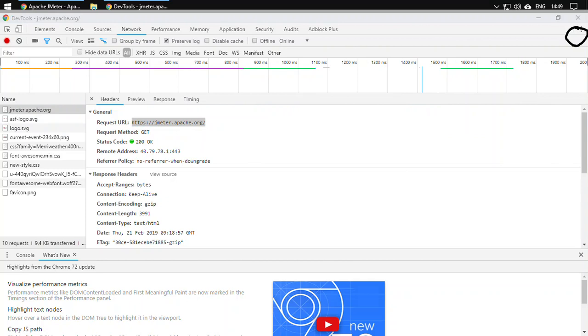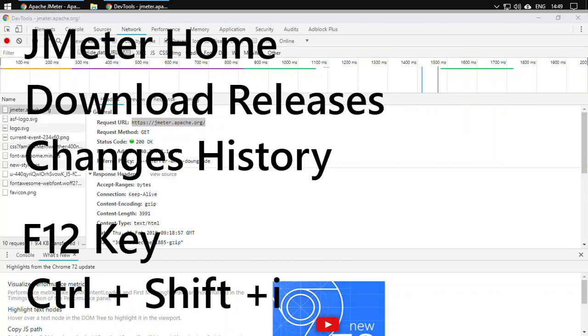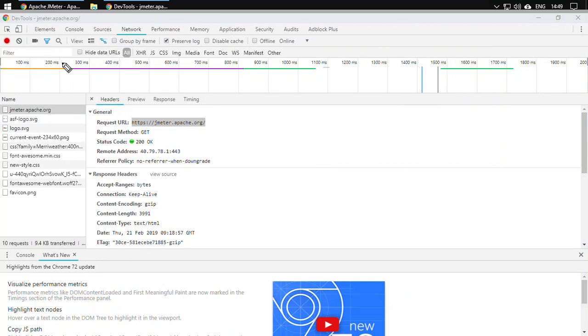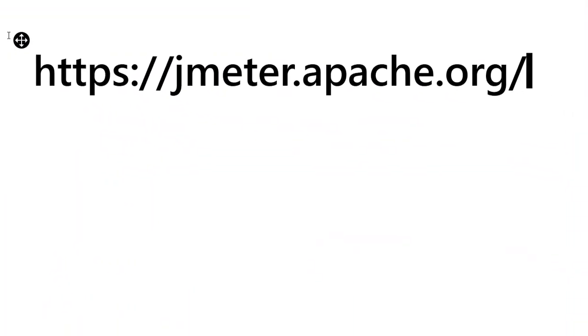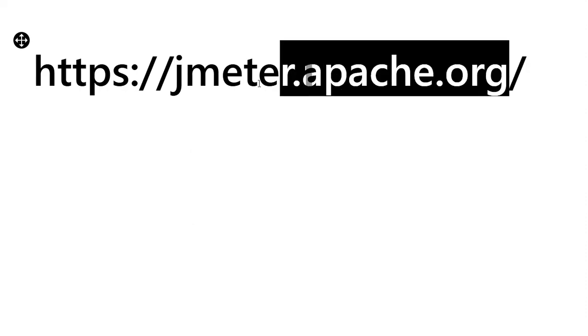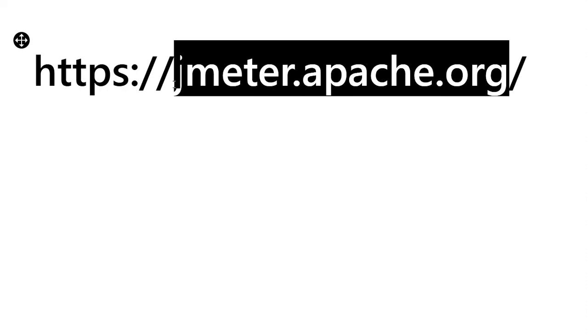Now over here you can see that this is the request. So just a minute. Yeah. So this is the request, right? And over here you can see that we can divide it into multiple parts. So how do we divide it? You can see that there are some slashes. So HTTPS can be the first part, then jmeter.apache.org can be the second part. So this is the second part. Okay, so we have divided this request into two different parts.